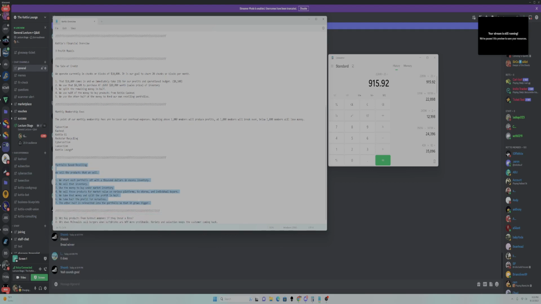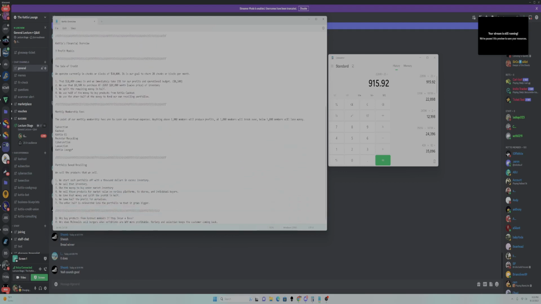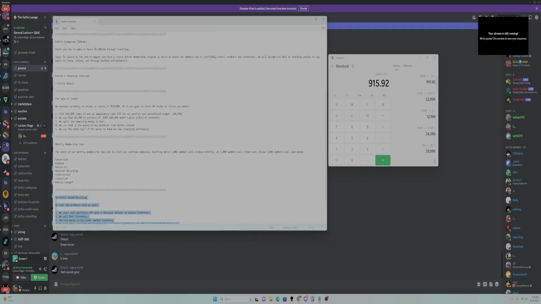And that's the entire overview of the way that Kottio works. So we make money three ways. We make money off of the sale of credit, we make money off of the monthly membership fees eventually, and we make money off of our portfolio-based reselling. So all of this kind of makes sense to you guys? And so that's the back end of our business.